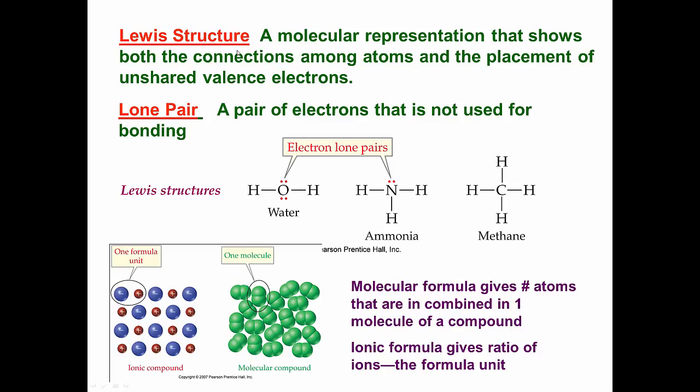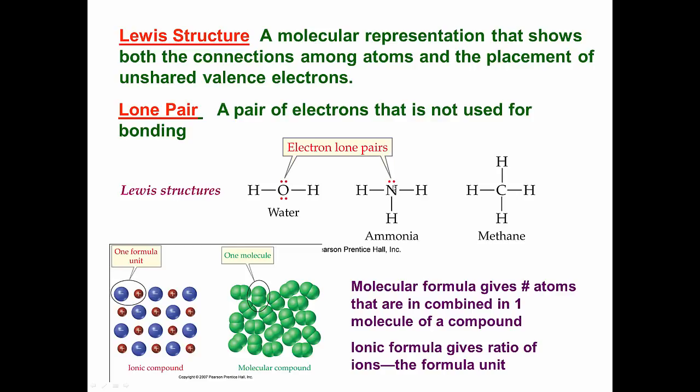A Lewis structure is a molecular representation that shows not only the connections among the atoms, but it also shows the placement of the valence electrons that are not involved in bonding. We call these lone pairs of electrons. These are electrons that are not used for bonding. So if we write a Lewis structure for water, we see that there are 2 lone pairs.